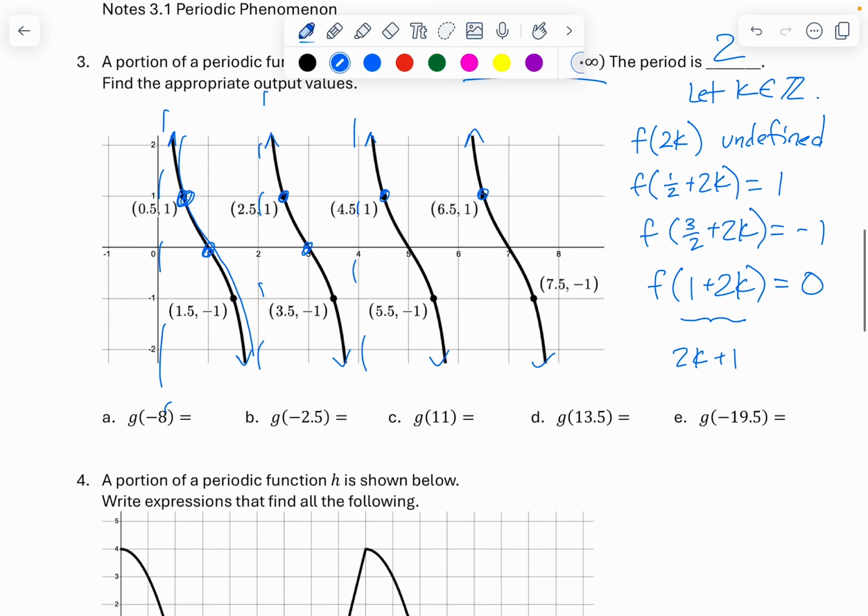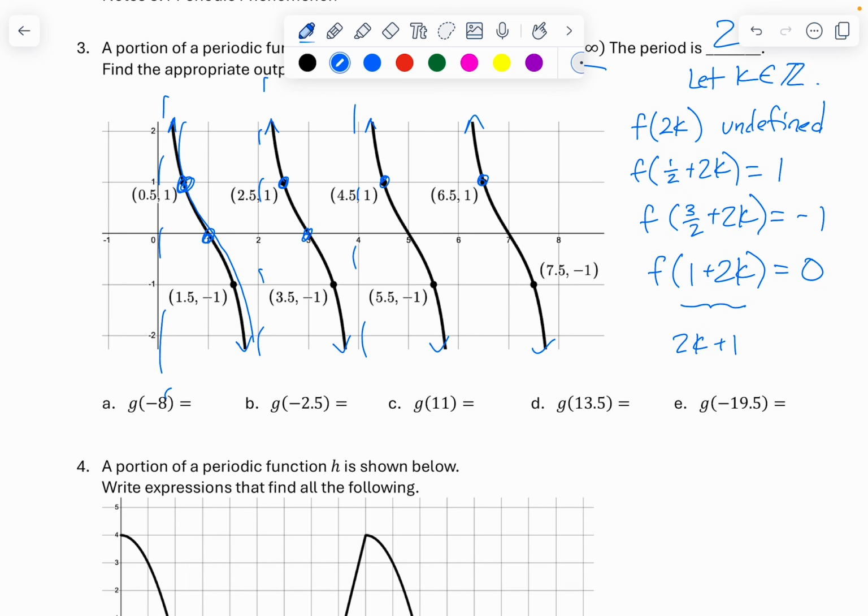Okay, so now let's look at the particular scenarios that they asked us about. They said g of -8. Well, this is 2 times -4, and that's just this first scenario, so this is undefined. There will be an asymptote at -8.